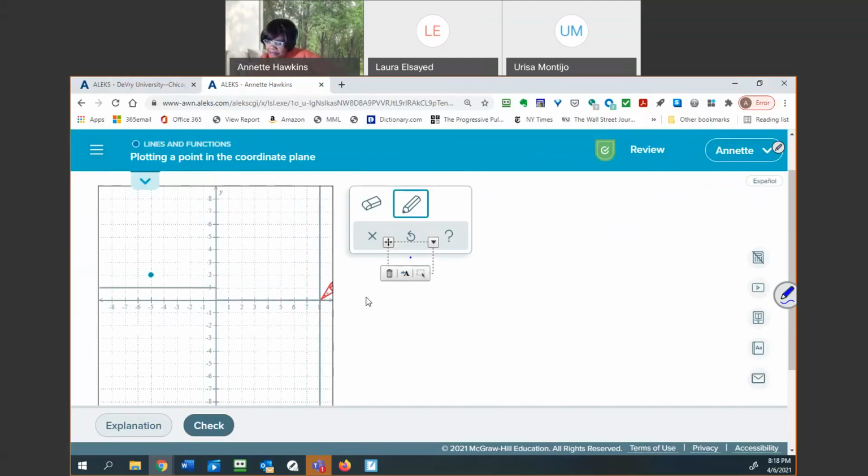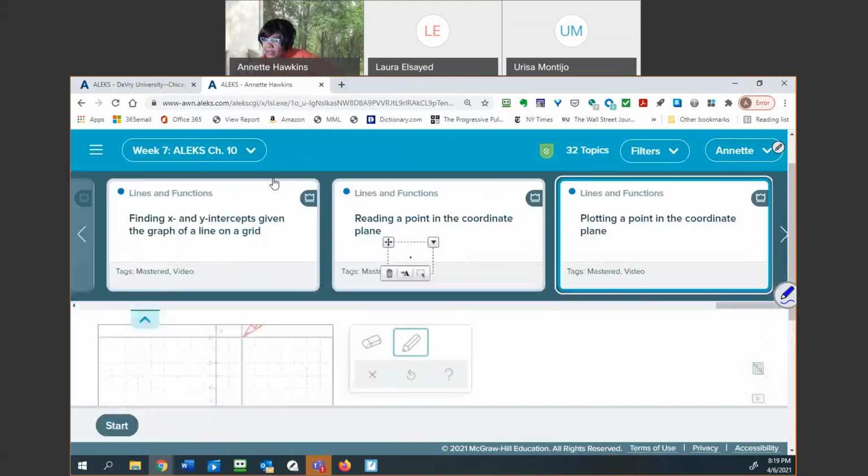I get confused when it has the line going through and then I have to plot the points. Right. Well, we're going to get to that. That's why I wanted to be able to actually show it to you. Okay. So the next one is a table of linear equations.